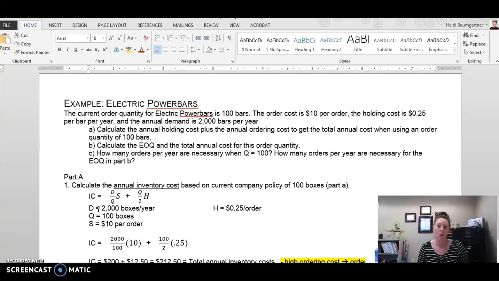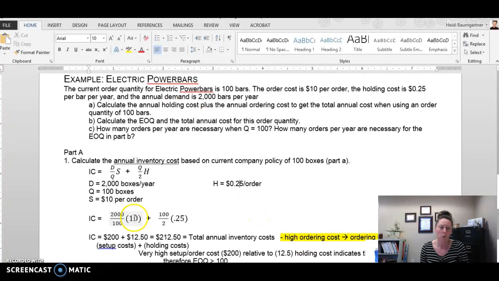We want to calculate the EOQ and the total annual cost for this order, and how many orders per year are necessary when the quantity is 100. How many orders per year are necessary for the EOQ in part B. So first off, we're going to start with the 100 bars as our order quantity. Using demand of 2,000 bars per year, our order quantity of 100, our setup or order costs, same thing, $10 per order. Holding costs, again, is given to us as 25 cents per bar.